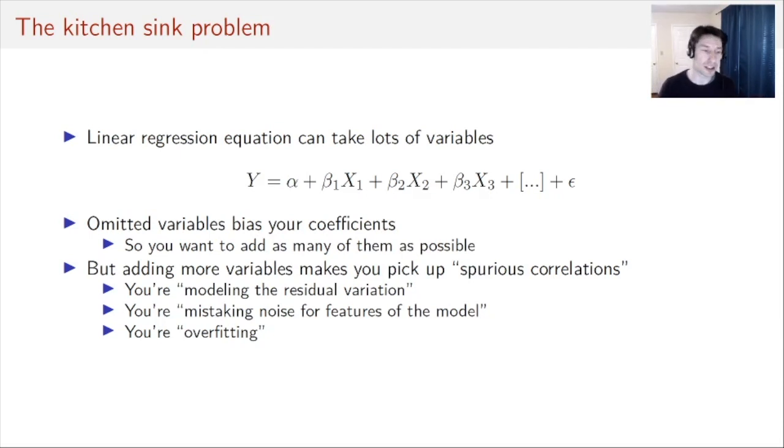Now, the only thing that stops us from doing that is that we know that adding more variables, you're going to pick up some spurious correlations, right? And if you have spurious correlations, you're modeling the residual variation, or you're mistaking noise for features of the model, or in other words, you're overfitting. These expressions all kind of refer to a similar problem.